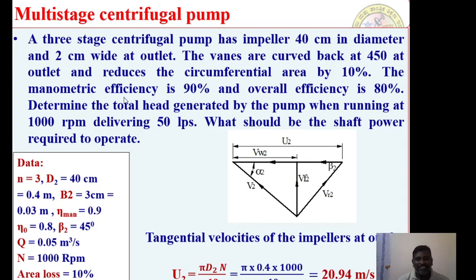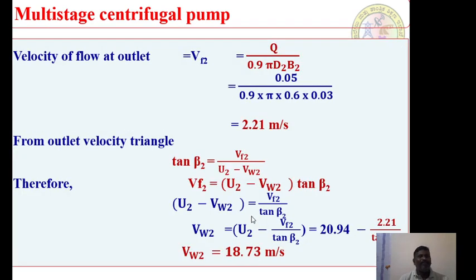The effective circumferential area is not 100%, it is 90% times pi d2 b2, whatever it may be. So calculate the tangential velocity of the impeller at outlet. It is u2 equals pi d2 N by 60. The velocity of flow at outlet, Vf2, is equal to Q divided by 0.9 into pi d2 into b2. See, the 10% loss of area has been incorporated. From this, Vf2 is equal to 2.21 meter per second.